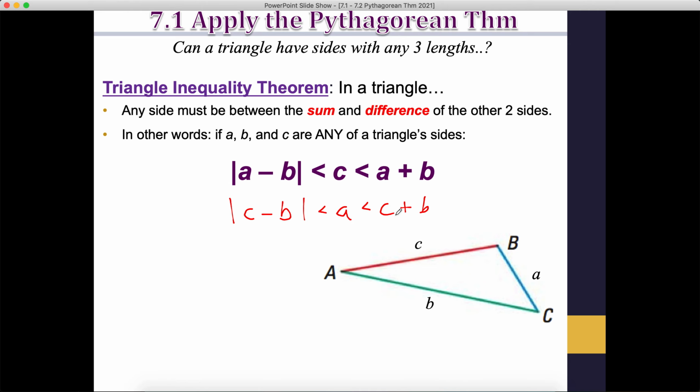That's because if I'm taking a sum of two positive things, which side lengths are always going to be positive, then I don't need to take the absolute values of them. They're going to come out to be a positive quantity no matter what.